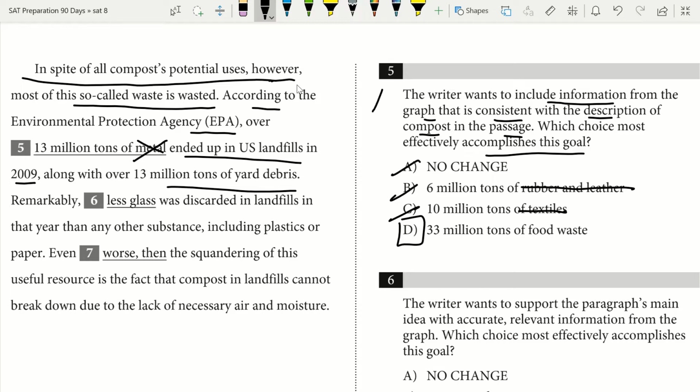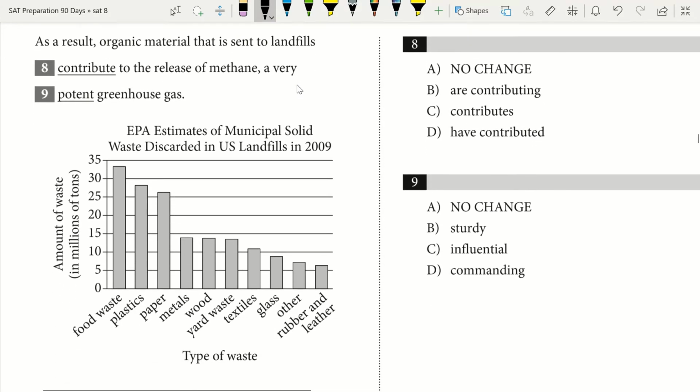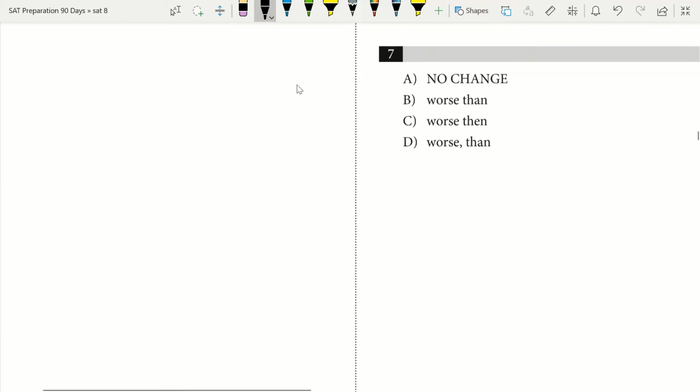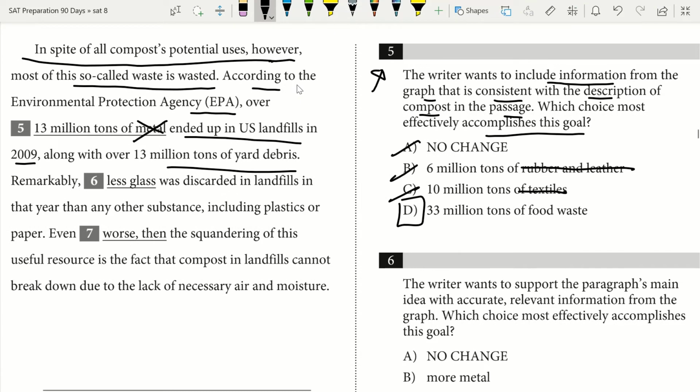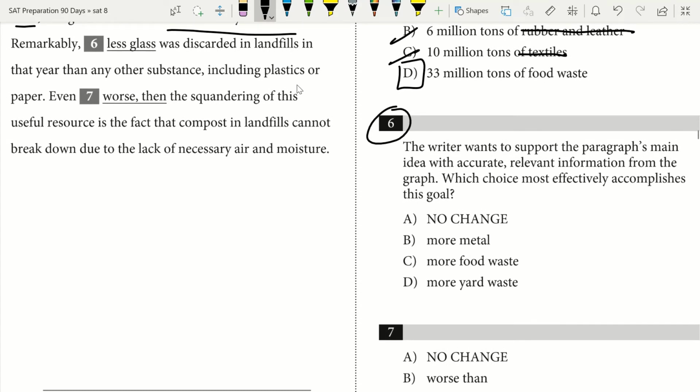So here's my tip when dealing with questions of interpreting data in graphs. For question 5, obviously we didn't have to interpret anything in the graph because it was just what fit with the passage, right? We wouldn't want to say anything other than food waste because we want to talk about composting. So in that situation, we didn't need to use the graph. But if we look at question 6, we are going to want to potentially take a look at the graph. So let's take a look.